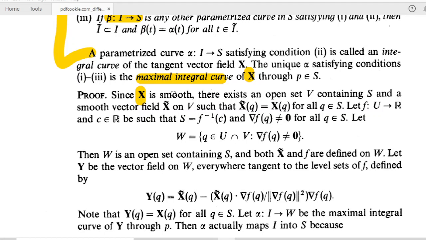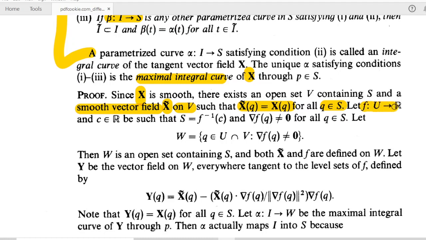By the definition of a smooth vector field, if X bar is smooth, then X bar is a restriction of a smooth vector field. Where X tilde is defined on V, this is the definition of a restriction function. Okay, this definition shows that capital X bar is a restriction function, for all Q belonging to S.